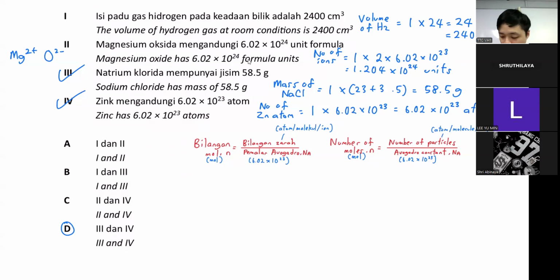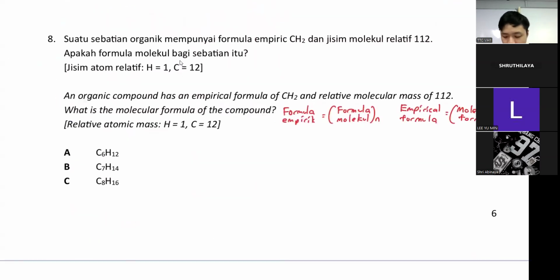It can be like this detail. Okay, and then question 8. An organic compound has an empirical formula of CH2 and relative molecular mass of 112. What is the molecular formula of the compound? Now, we have to know one thing. Empirical means the simplest formula, which is CH2 here, they give you. And the total molecular mass is 112.